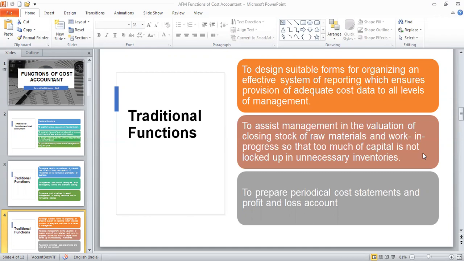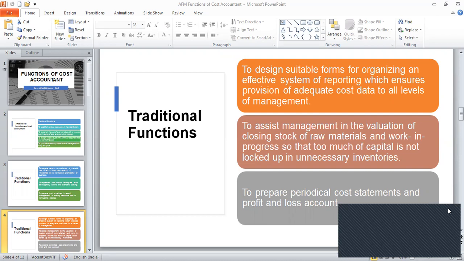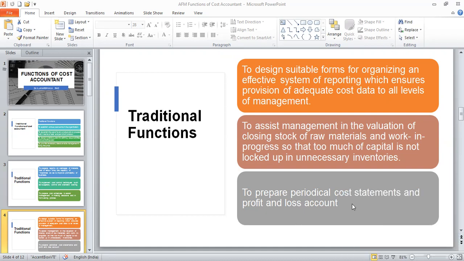In addition to that, the cost accountant has to prepare periodical cost statements whenever they are required. He has to prepare them on a weekly basis, fortnightly, or monthly, whatever time period is specified by the management, according to the requirement of various levels of management. So he has to prepare either weekly, every 15 days, or monthly, whenever required, the periodical statement, and finally he has to ascertain the cost and profit.